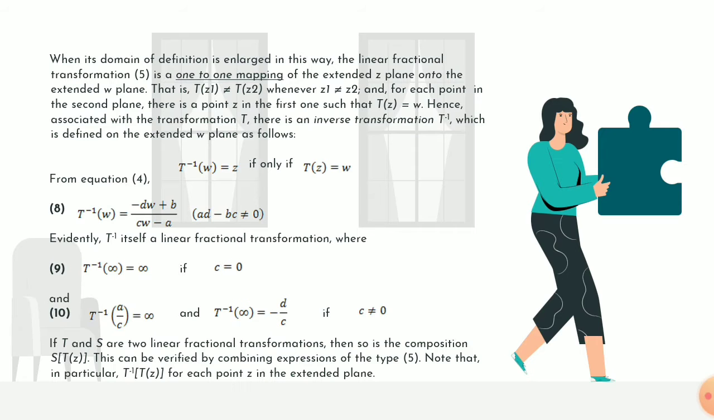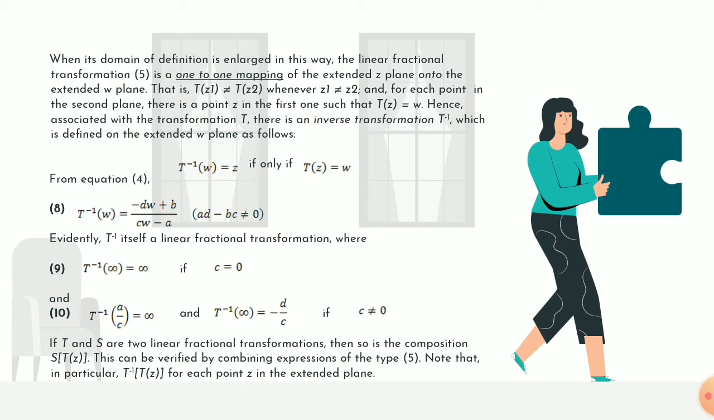When its domain of definition is enlarged in this way, the linear fractional transformation 5 is a one-to-one mapping of the extended Z plane onto the extended W plane. That is, T(z1) is not equal to T(z2) whenever z1 is not equal to z2. And for each point in the second plane, there is a point z in the first one, such that T(z) is equal to w. Hence, associated with the transformation T, there is an inverse transformation T^-1, which is defined on the extended w plane as follows.